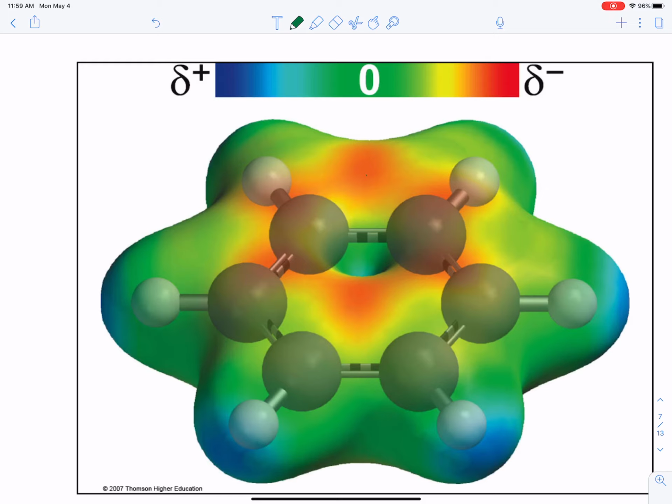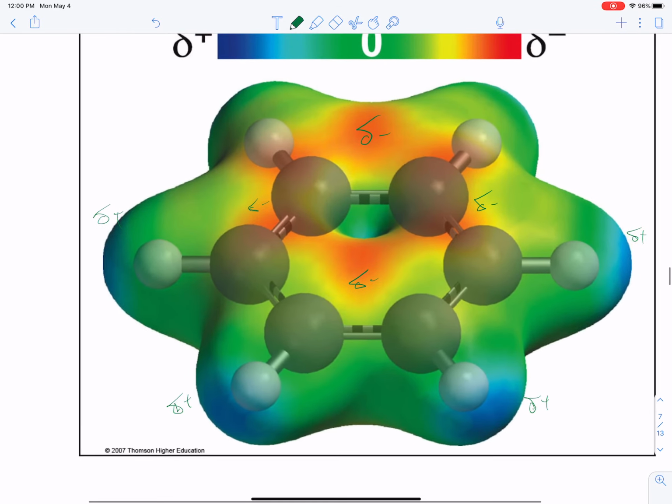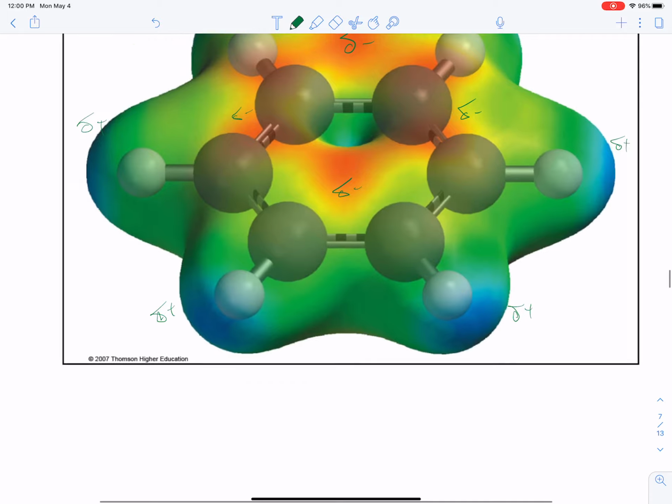Notice that this is a lot of delta minus in the middle, right? But on the outside, we have a lot of delta pluses, don't we? So what this does is it says that we can actually do a lot of different things. Benzene can solubilize lots of stuff.